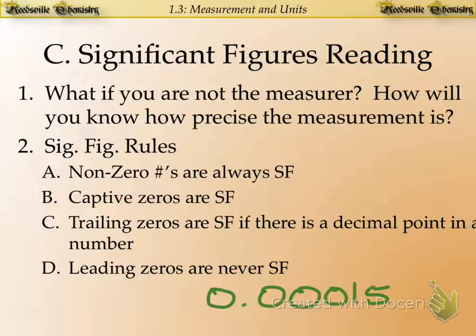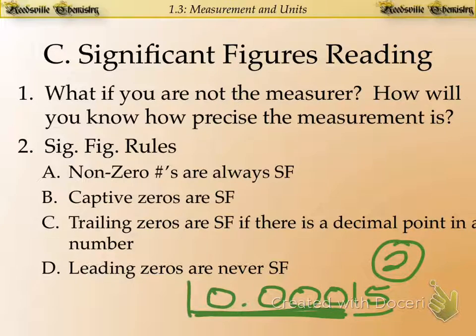0.00015. In this number, there are only 2 sig figs, just those 2. These are what we call leading zeros. They are not significant. Now, if I put a 1 in front and have 10.00015, then every number there is significant. And I no longer have 2. I have 2, 4, 6, 7 sig figs. Okay? All right. But if they're leaders, they're not significant.